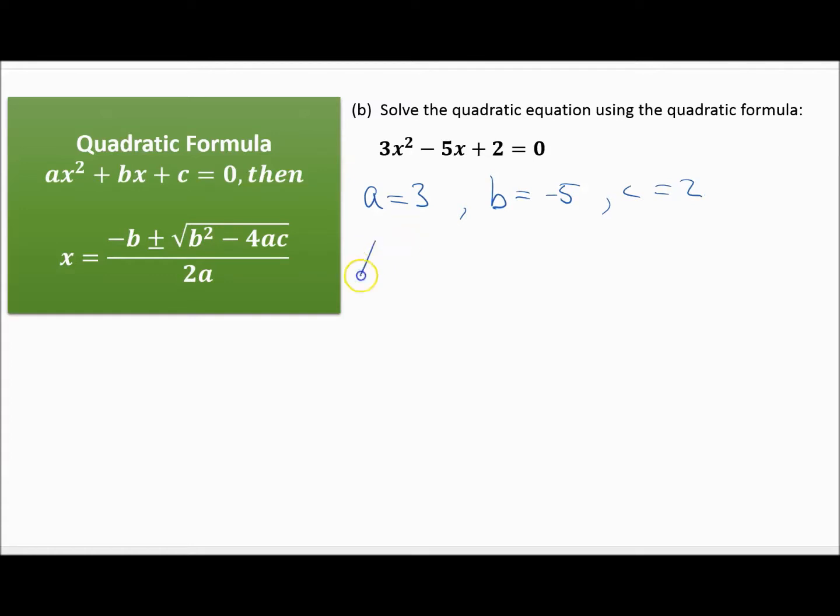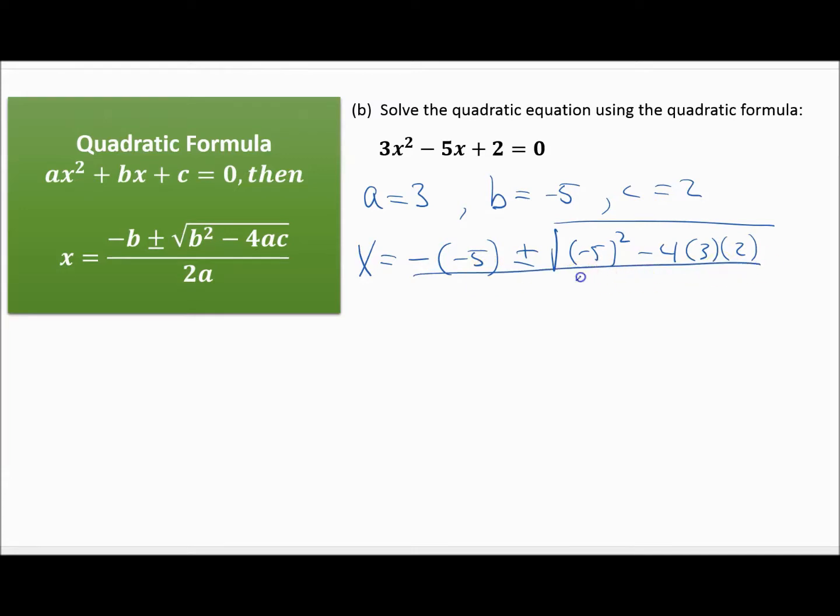I think it's worth writing down right in front of you just so you're confident about it. So we have x is equal to negative of a negative 5, again just like the last problem, plus or minus the square root of negative 5 squared. Again, these parentheses right here are required because of the negative. Minus 4 times a is 3, c is 2, and this is all divided by 2 times 3.